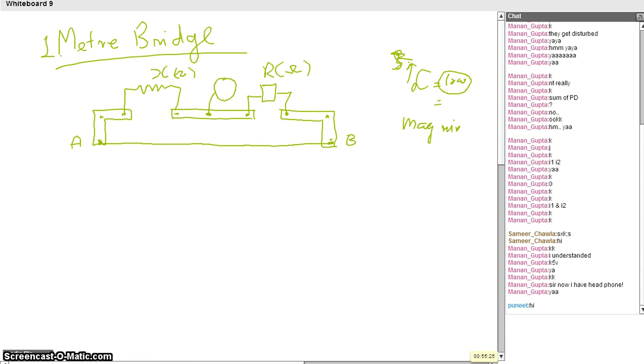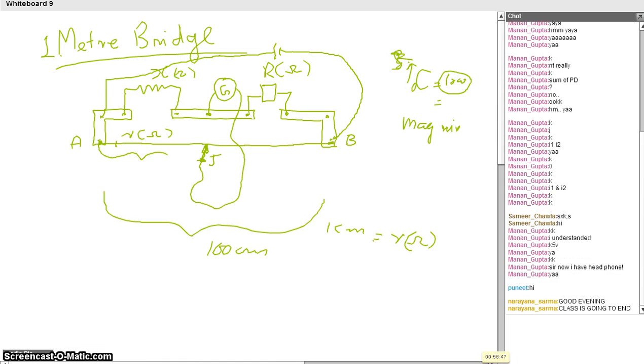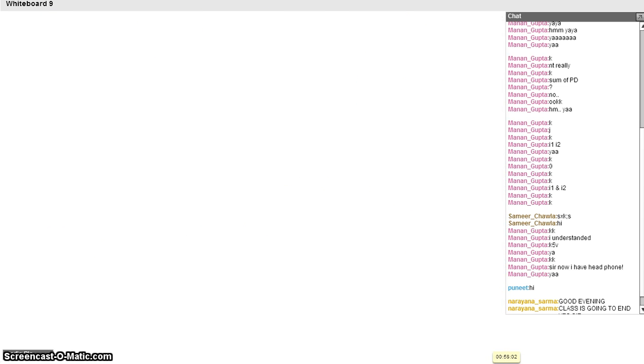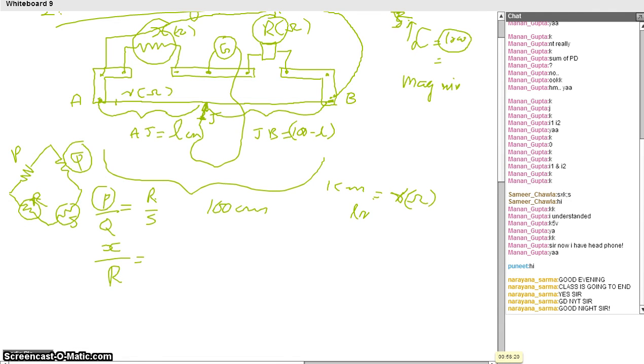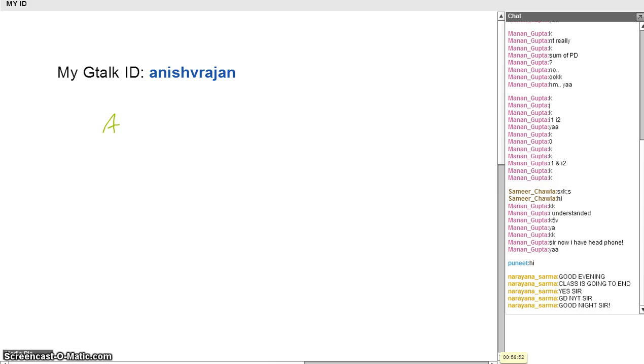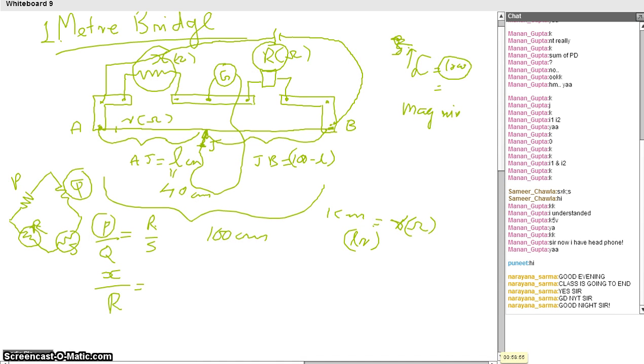So we will be connecting a galvanometer through a lengthy wire, ending with a jockey. R ohms is the resistance per unit length. Now you can take the wire of length L in centimeters; its resistance will be L into R ohms.